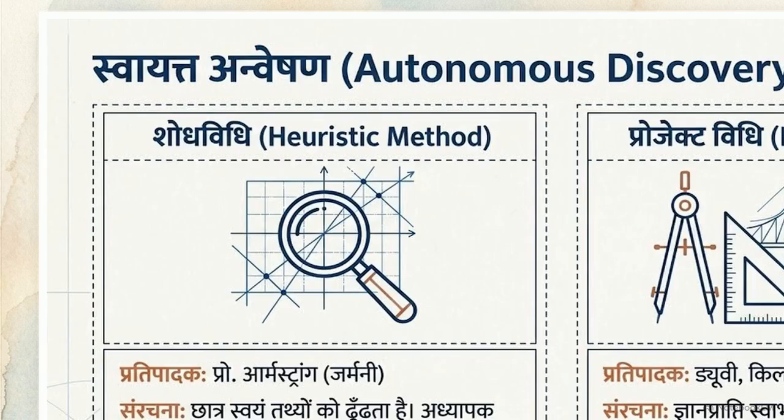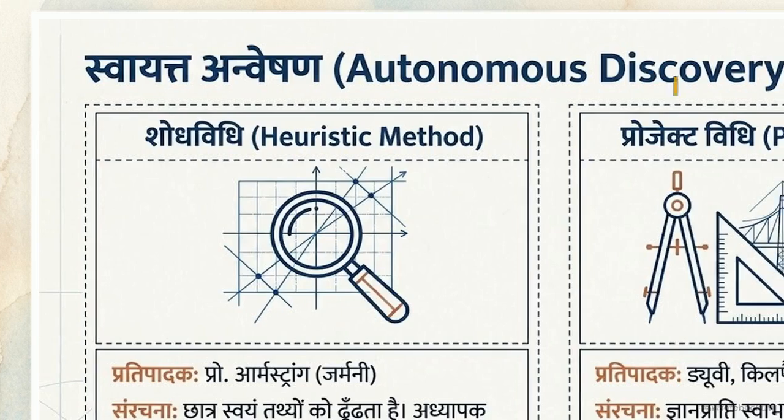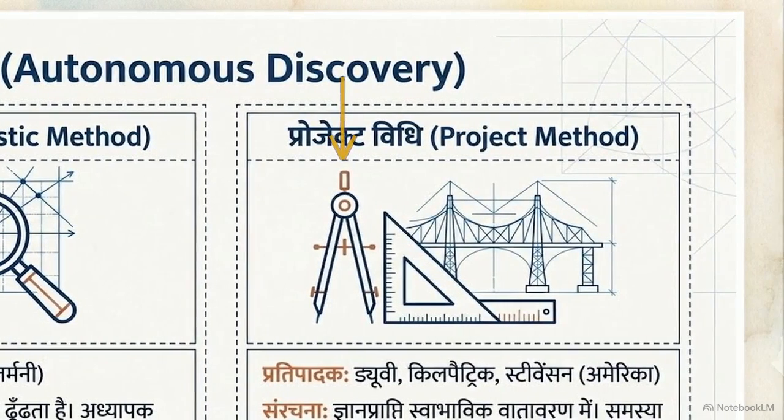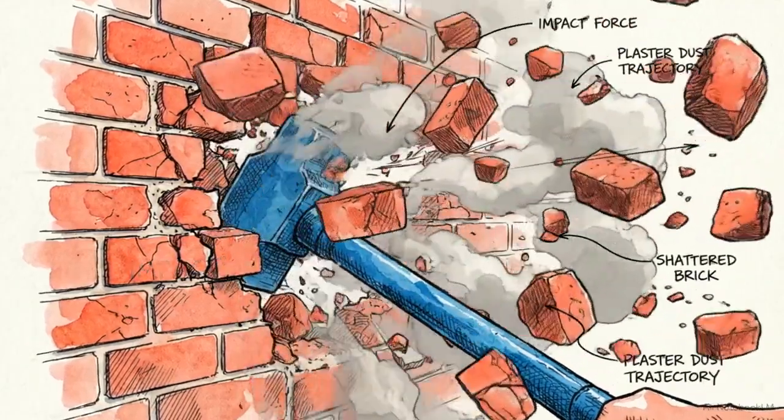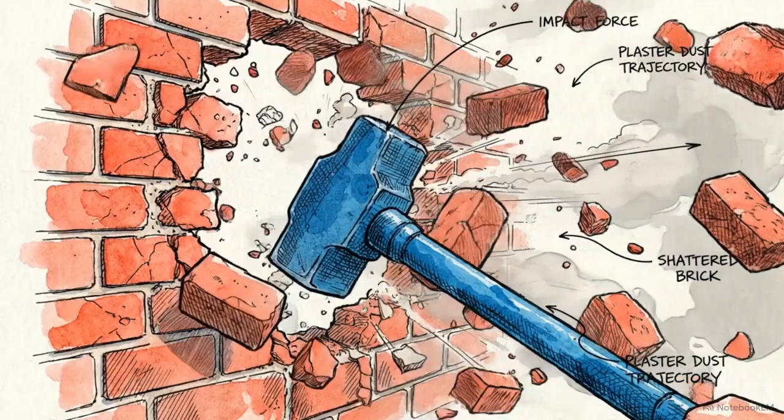This graphic outlines the mechanics of that shift. Frameworks like the heuristic and project methods were engineered specifically to trigger organic problem solving, forcing the student to build the tool required to pass the obstacle. Educator Helen Parkhurst took this progressive philosophy and weaponized it as a literal architectural redesign of the school building itself.